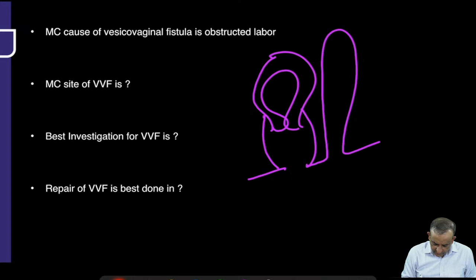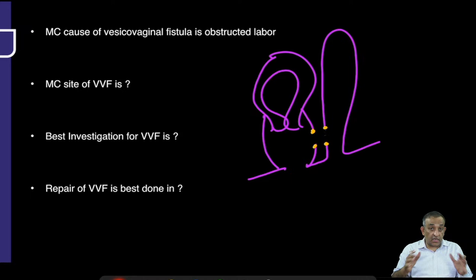So this, you will not suture immediately. They'll present to you at 5 to 7 days after the obstructed labor. Now, if you suture them immediately, these cut-ins are ischemic. So if you put a suture now, they will slough off. And that's why you will wait for 3 months.